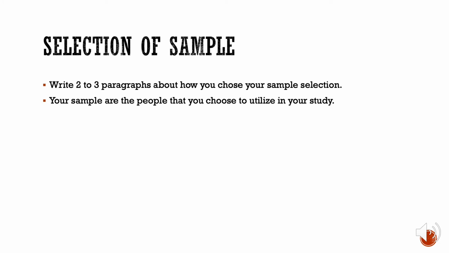Selection of sample. Write 2 to 3 paragraphs on how you chose your sample selection. Now remember, your sample are the people that you chose to utilize in the study. So why did you choose them? You're talking all about how you want to utilize pre-K teachers because it's important to get their opinion on the social and emotional development of pre-K and kindergartners. Okay? So you're choosing that for a reason. Now tell us why you chose that.